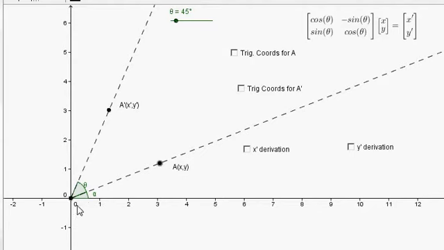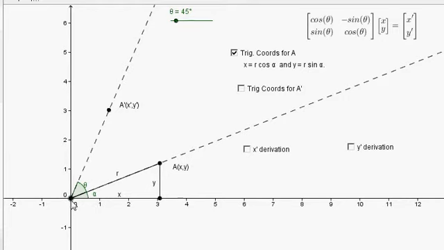The distance from the origin to A is the same as from the origin to A prime because we're rotating about the origin. And the angle between those two is going to be theta. Okay? We can use trigonometry on these. Here are the trig coordinates for A. I claim that x is r cosine theta and y is r sine theta.